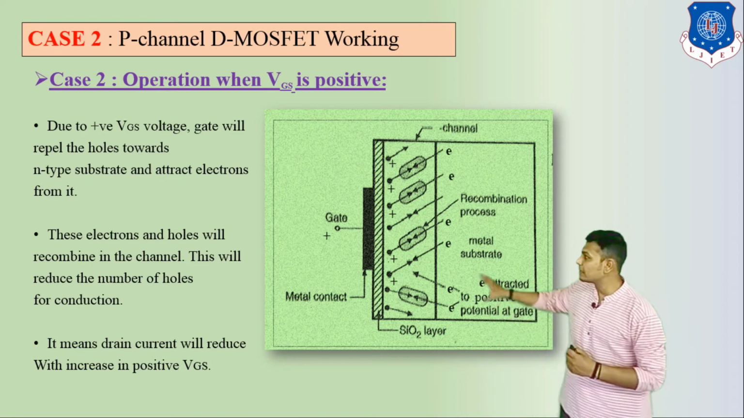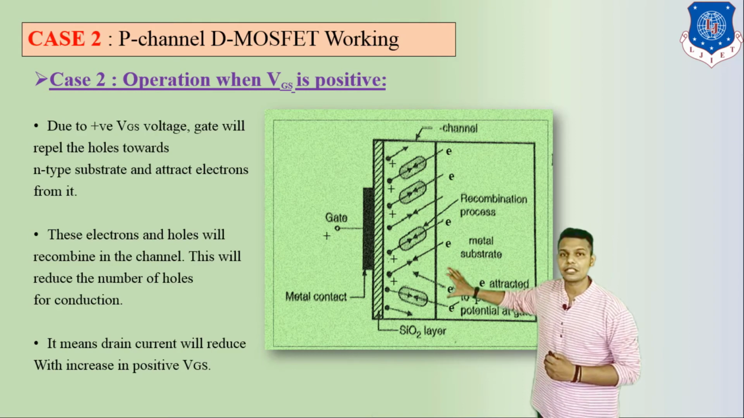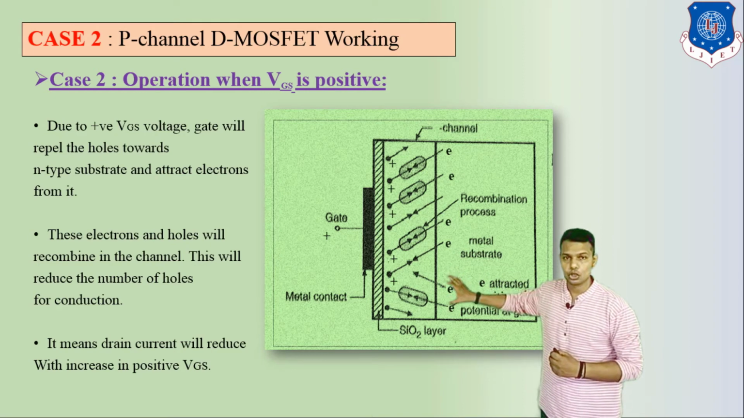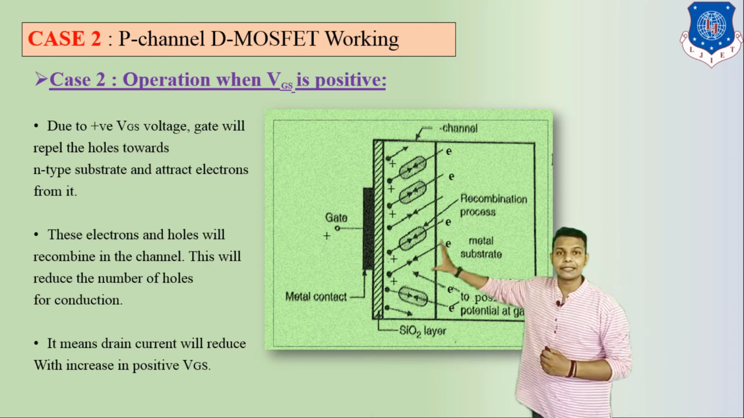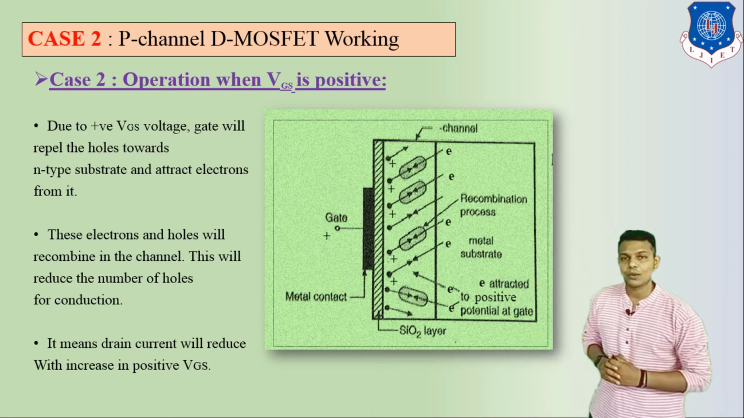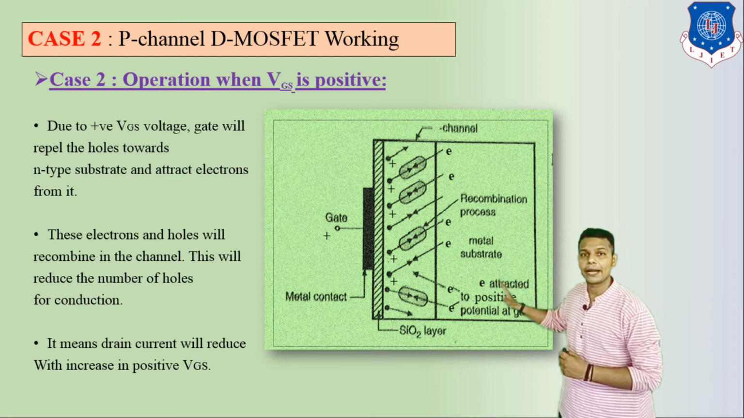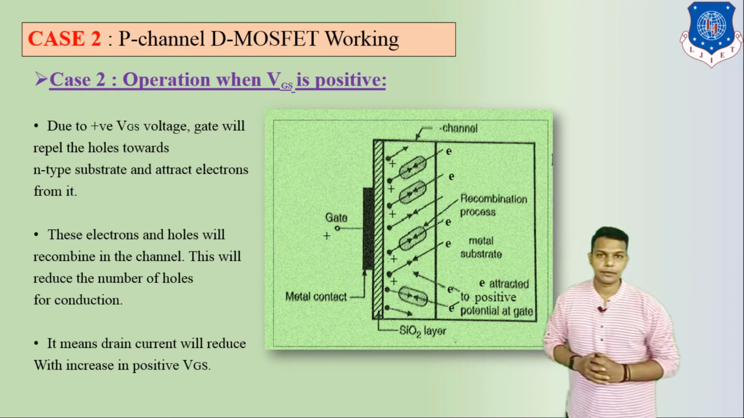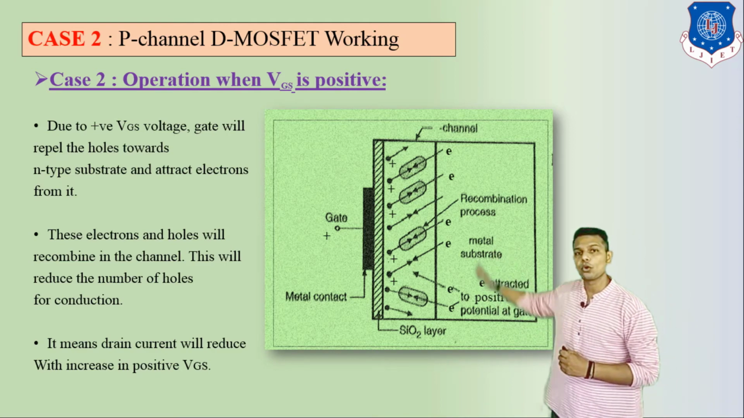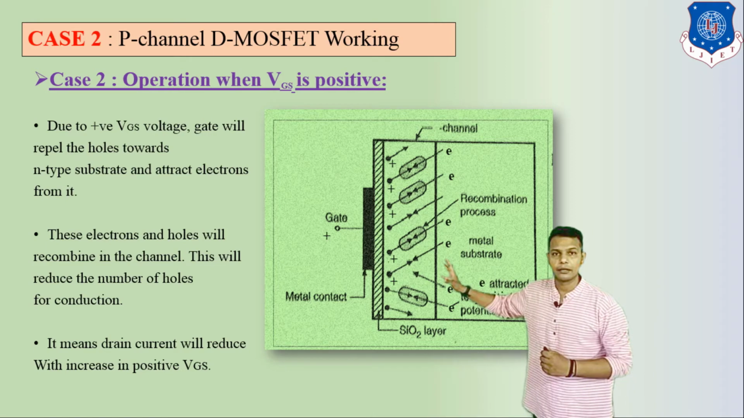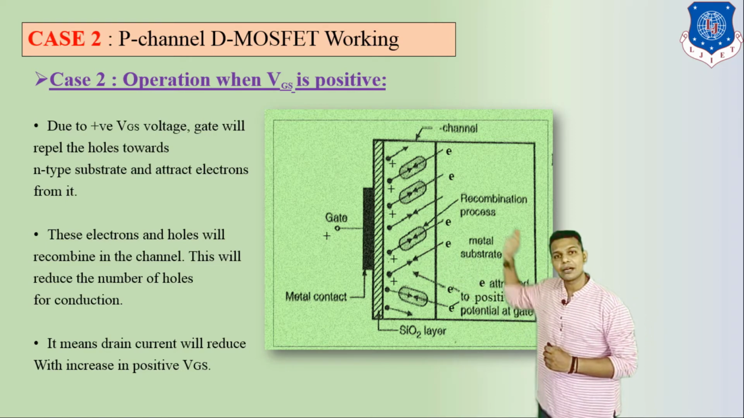Why? Because in this channel there are a number of holes available, so we have to push these holes out of this region. That's why we have to apply positive polarity at the gate terminal. Due to this positive polarity, a number of holes are repelled. That's why a number of electrons are available here.